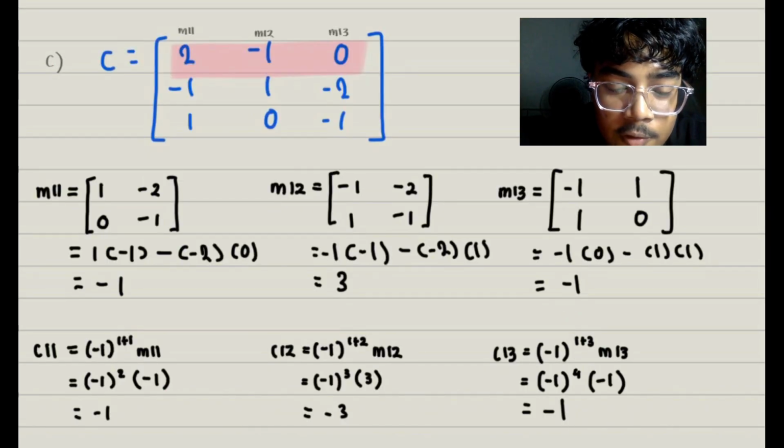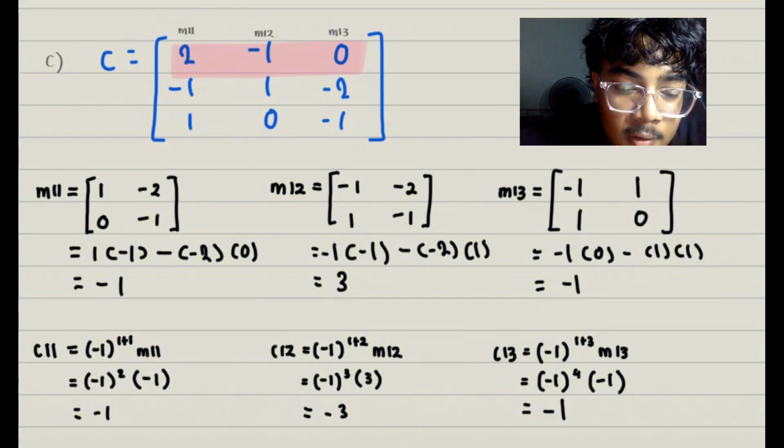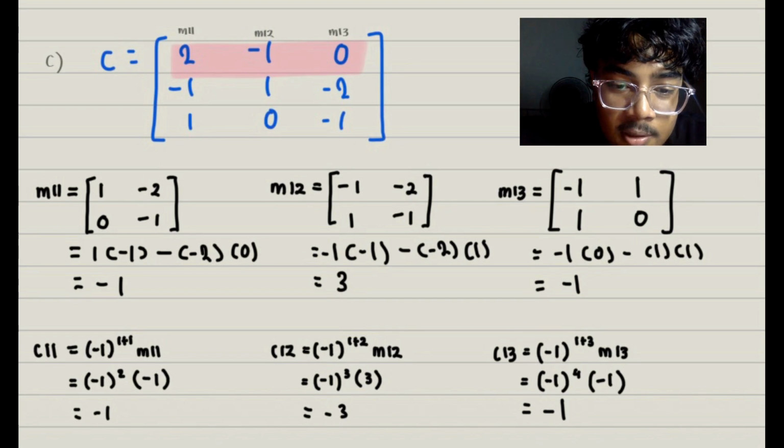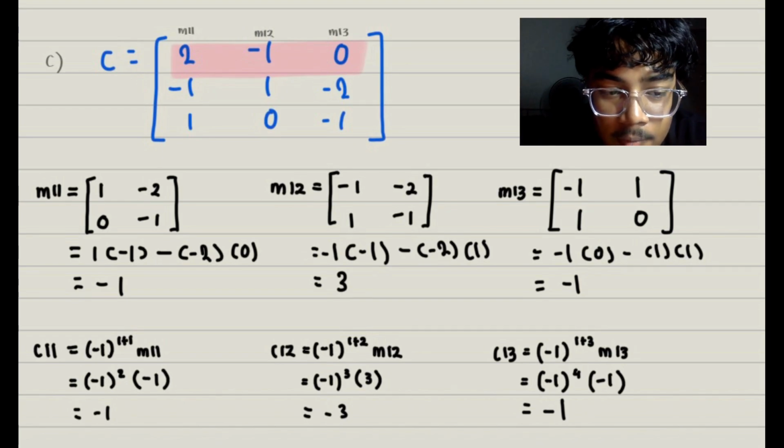Now for question 4c, which is also an inverse matrix, but a 3 by 3 inverse matrix. So for the first step, we will define matrix C. So we'll start with the 3 by 3 matrix, which is C equals 2, negative 1 and 0. Now for the second row, negative 1, 1 and negative 2. The final row is 1, 0 and negative 1.